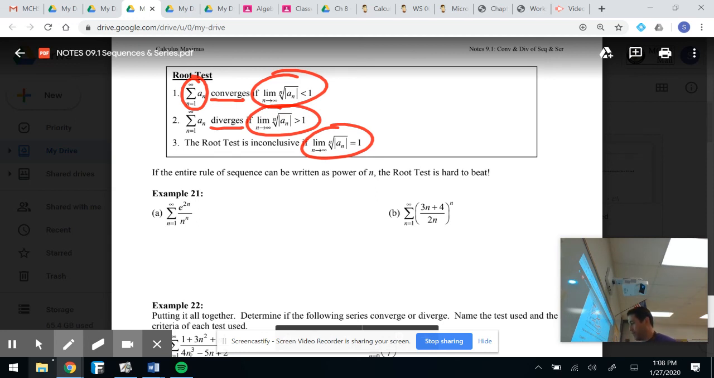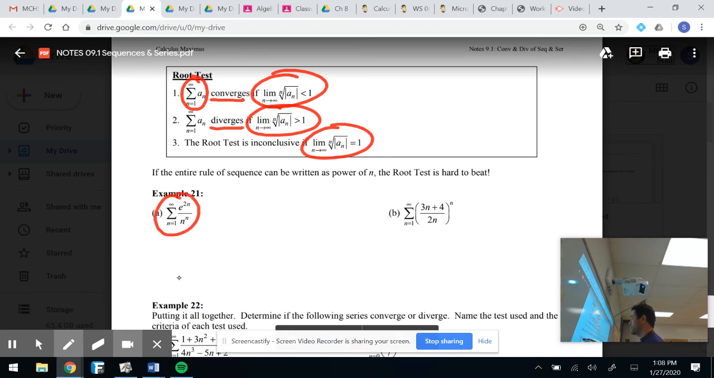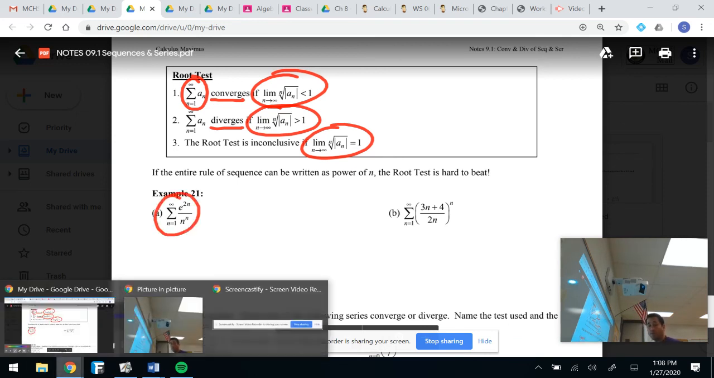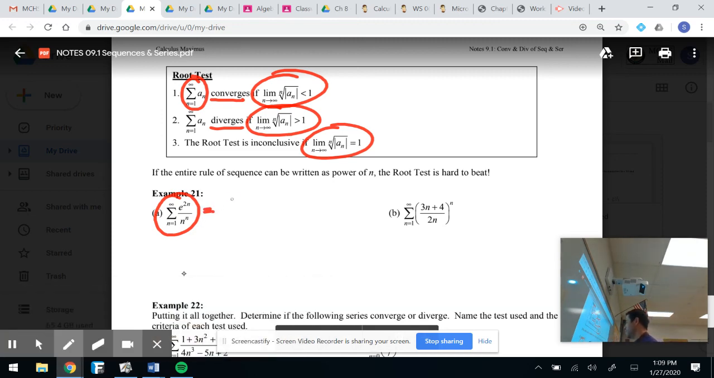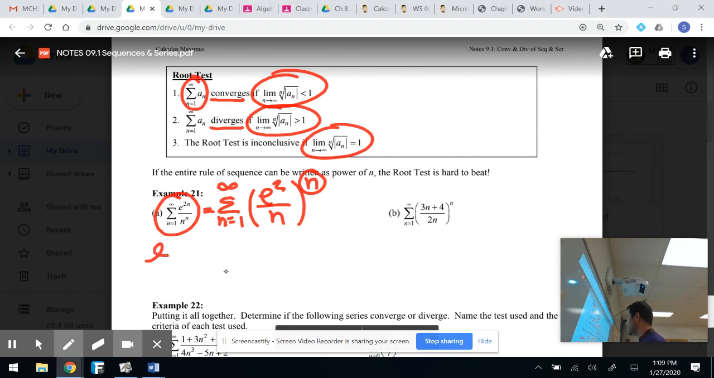I think I might be able to fit all this in here. Let's check it out. First and foremost, when would you ever use a root test? Because that might look like you could use a ratio test. Well, whenever you can write your series as something to the n power, you want to use the root test. I'm going to show you why. Boom, I was able to write it to the n power. So now all I have to do is take the limit as n approaches infinity of the nth root of my sequence.